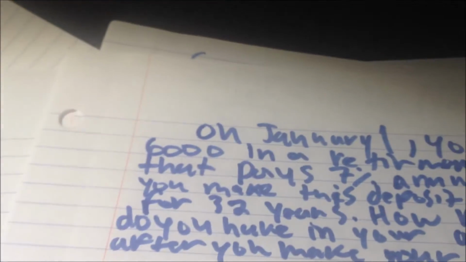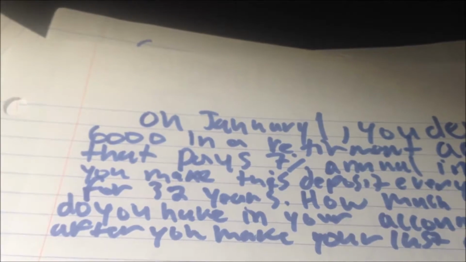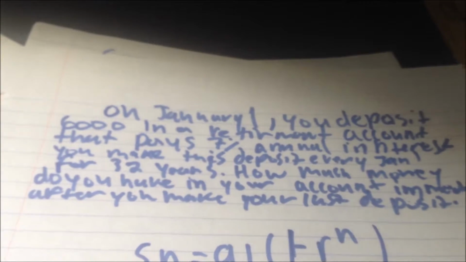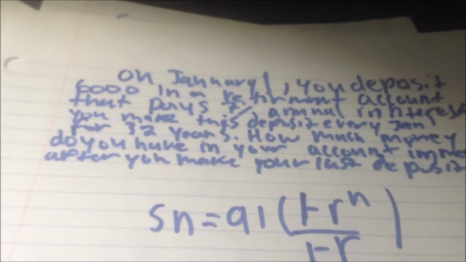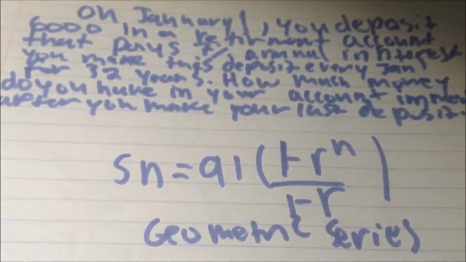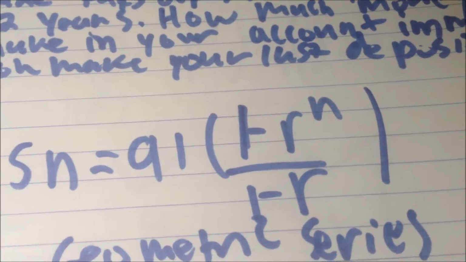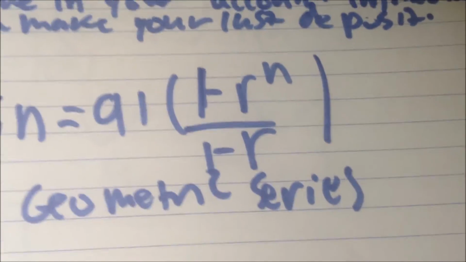On January 1st, you deposit $6,000 in a retirement account that pays 7% annual interest. You make this deposit every January 1st for 32 years. How much money do you have in your account immediately after you make your last deposit? So we would be using Sn equals A1 times 1 minus r to the n over 1 minus r. This is a geometric series.